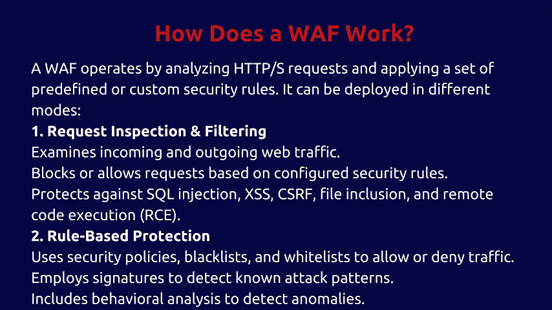Number 2 of how the WAF works is rule-based protection. This uses security policies, blacklists and whitelists to allow or deny traffic. This employs signatures to detect known attack patterns. Next, it includes behavioral analysis to detect anomalies.